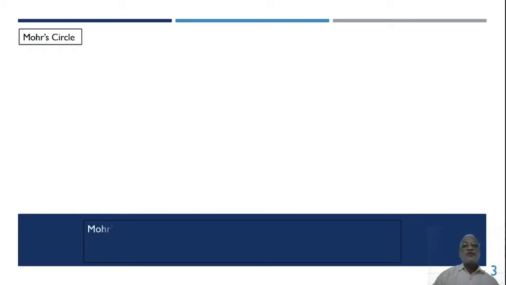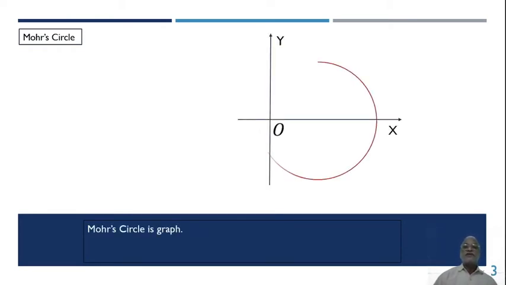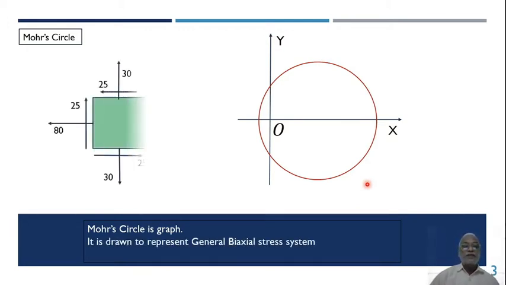Okay, what is Mohr circle? First of all, Mohr circle is a graph. You have drawn so many graphs. In the same manner here also, Mohr circle is a graph. You have an x-axis, you have a y-axis, and then the graph itself is in the form of a circle. That's all it is. Then it is drawn to represent a general biaxial stress system.